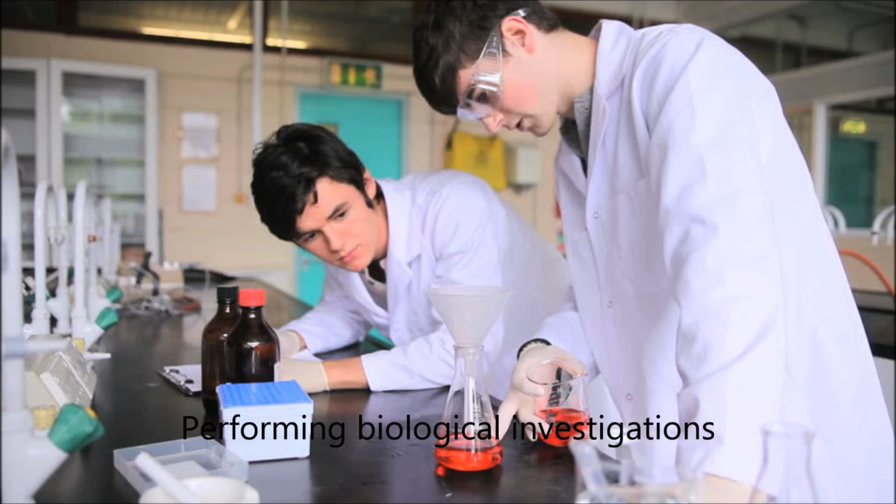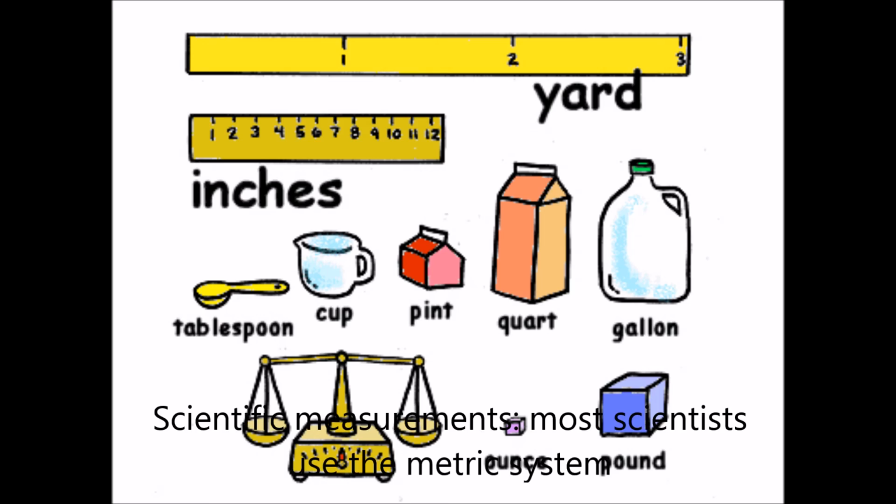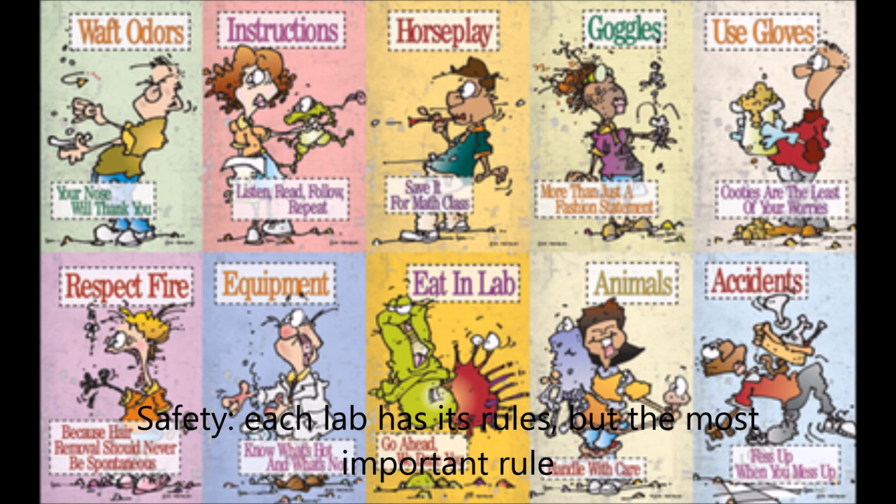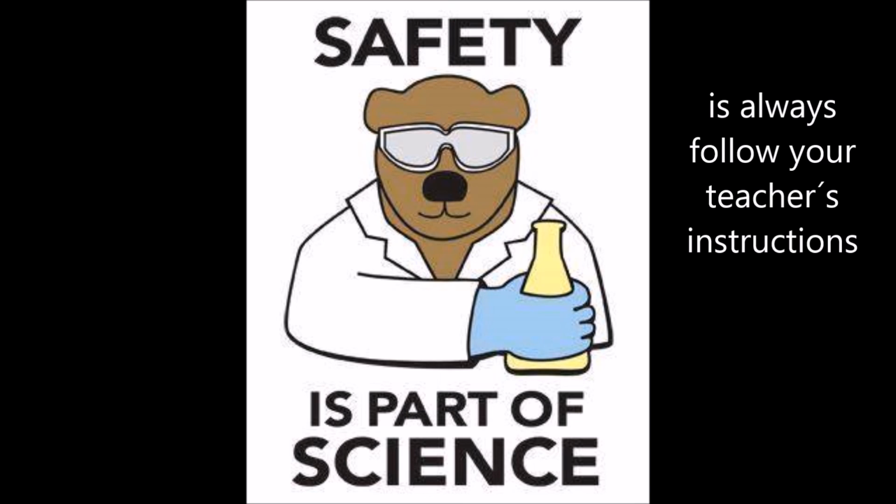Performing biological investigations. Scientific measurement. Most scientists use the metric system when collecting data and performing experiments. This metric system is the universal metric system. Safety. Each lab has its rules, but the most important is always follow your teacher's instructions.